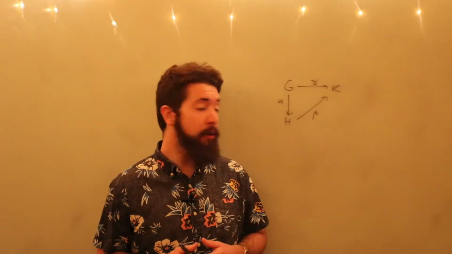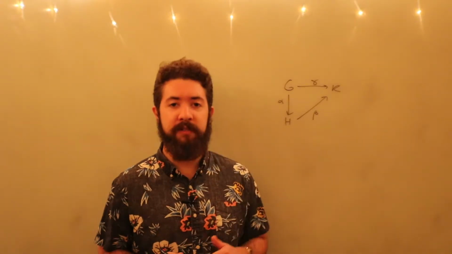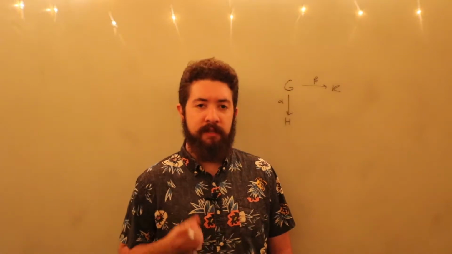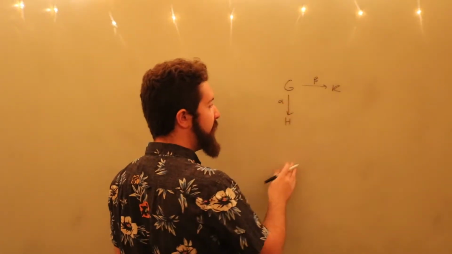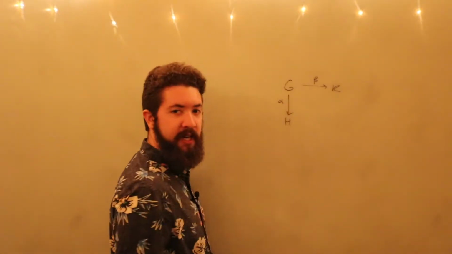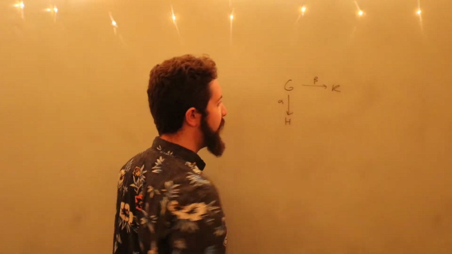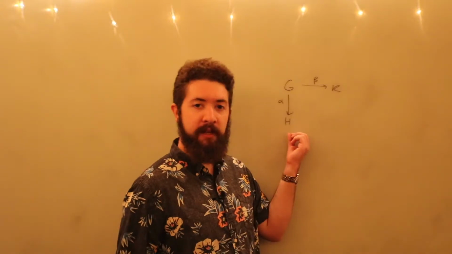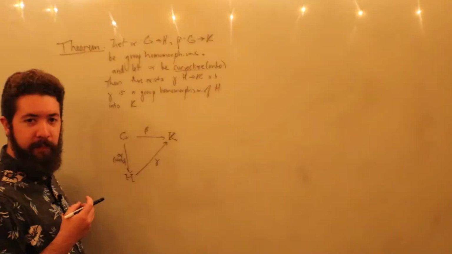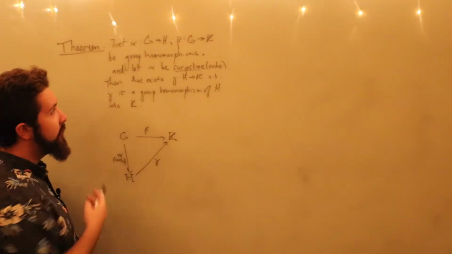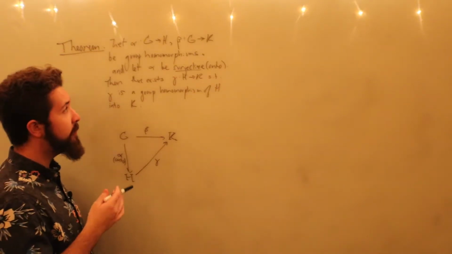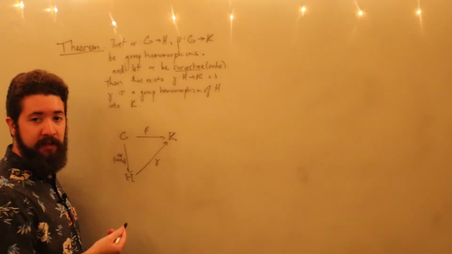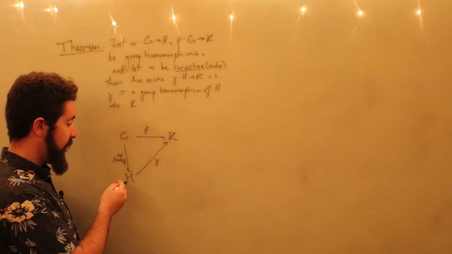And this does hold more generally for homomorphisms, not necessarily only isomorphisms. Suppose now that we have a group homomorphism going from G to H and another one going from G to K. Can we prove that there exists a homomorphism going from, say, H to K? Alright, theorem. Let alpha from G to H and beta from G to K be group homomorphisms, and let alpha be surjective or onto H.